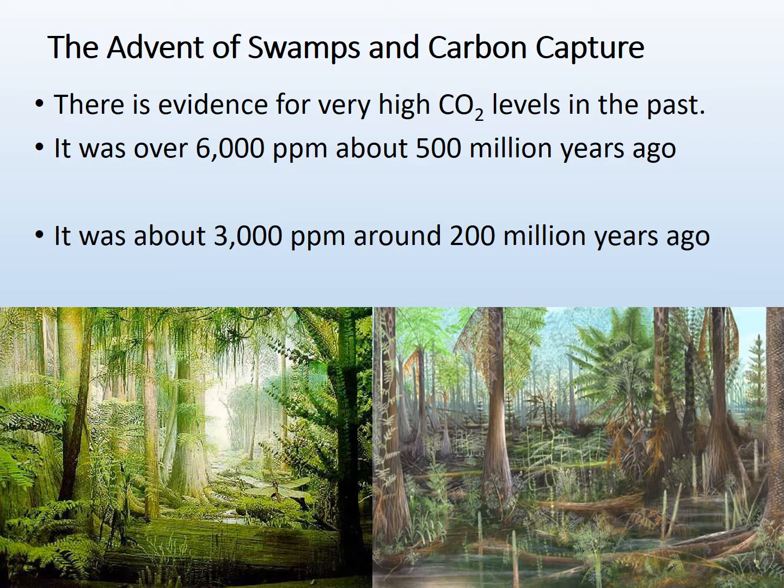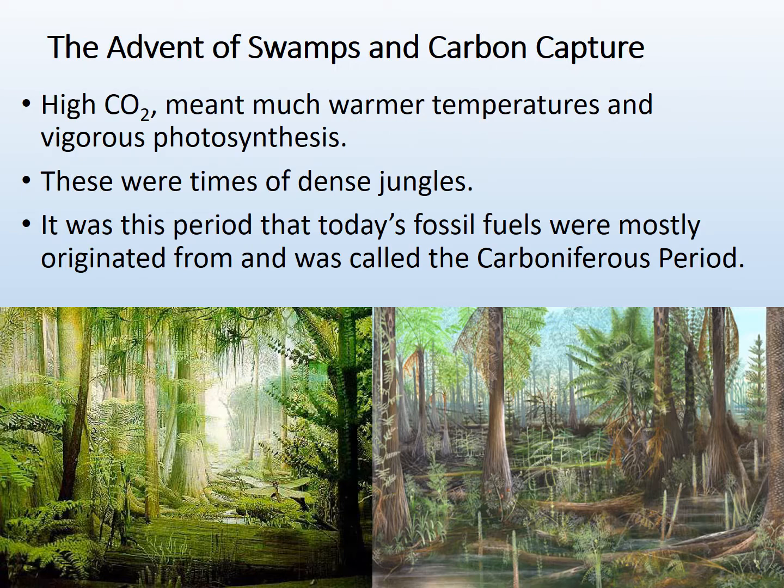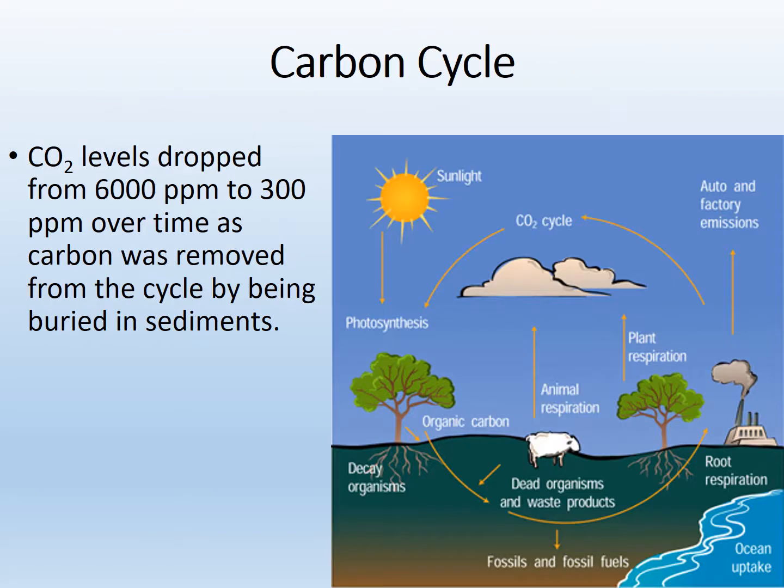As we reached about 200 million years ago, CO2 levels had dropped in half to just 3,000 parts per million. Where did those 3,000 parts per million go? Where did all that CO2 go? As plants absorb that carbon and put it up into their bodies, and then those plants began to die, much of that carbon was buried under the ground. This was a time where our fossil fuels were being formed. In fact, this whole period is known as the Carboniferous period because it's the time when all this carbon was being pulled out of the atmosphere and trapped underground.